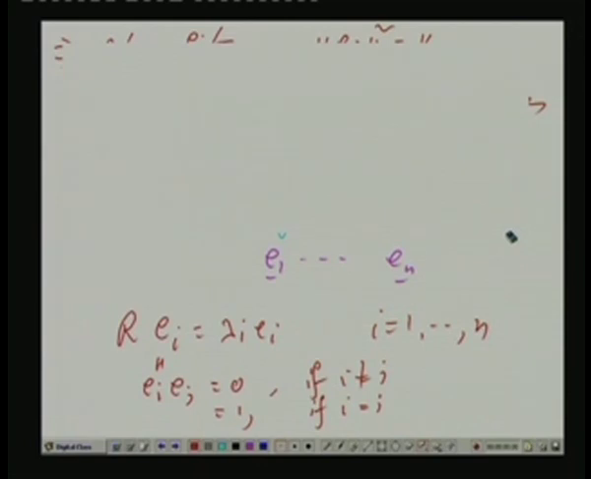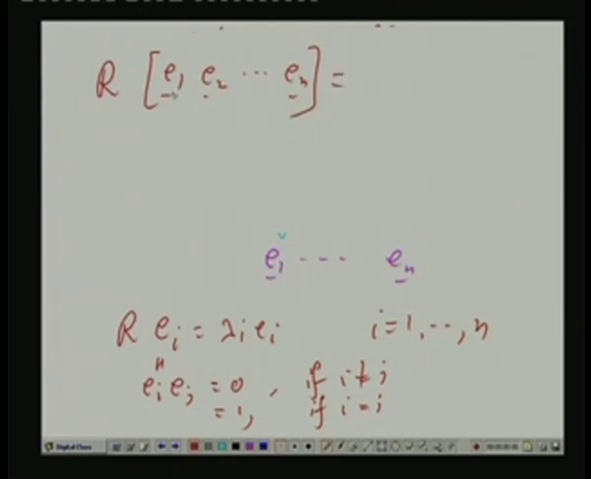Then what I do, I write R and then I form a matrix E1, E2, dot dot dot, En, and what do I get? You can call this matrix T. What is the first column of the matrix? The first eigenvector. What is the second column of the matrix? The second eigenvector, like that. So what is the product, this matrix R times the matrix T?